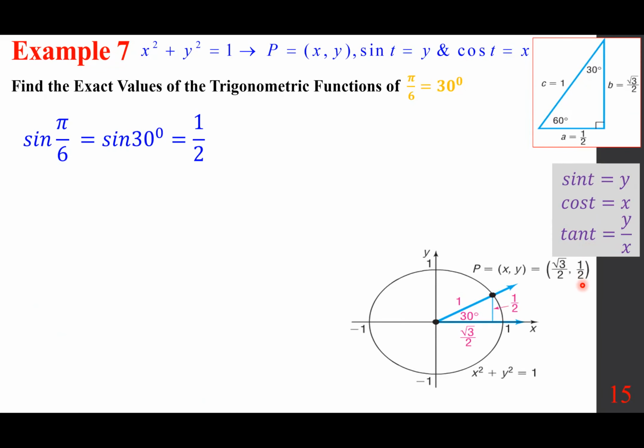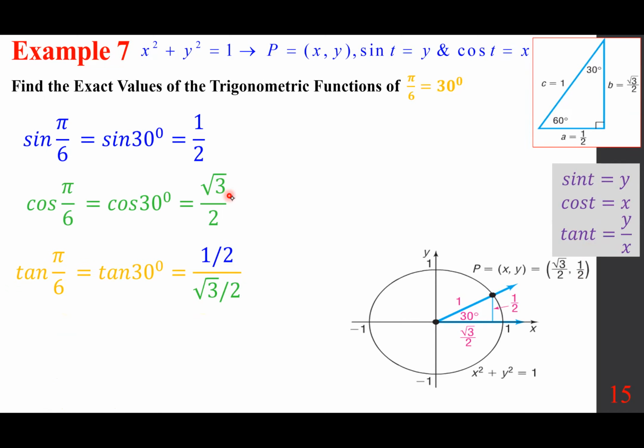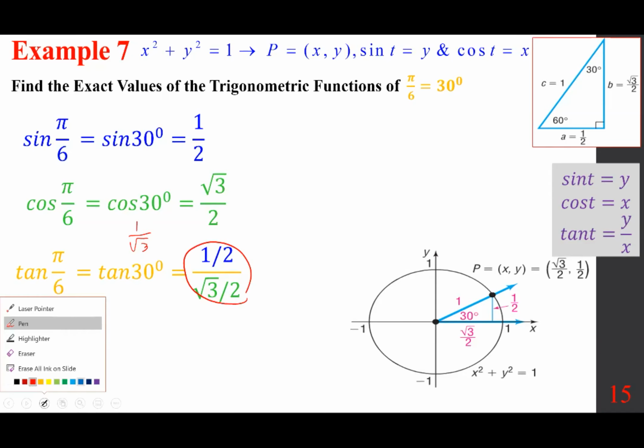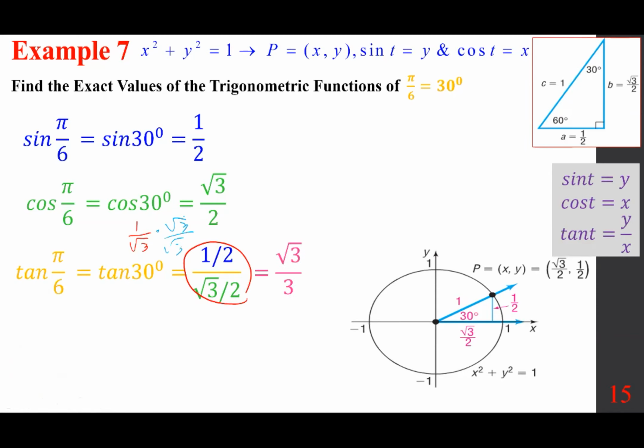Cosine is square root of 3 over 2. And tangent, we divide this one by this one. The ratio of sine to cosine. I hope you realize the 2s drop and it becomes 1 over square root of 3. Let me show you. So this really becomes 1 over square root of 3. If you rationalize, you get square root of 3 over 3. The rest of them are the reciprocals.